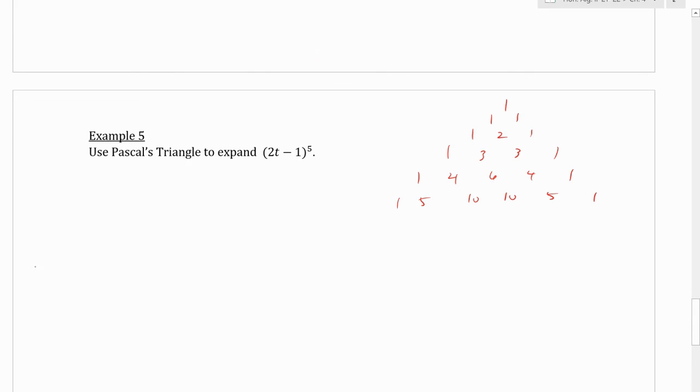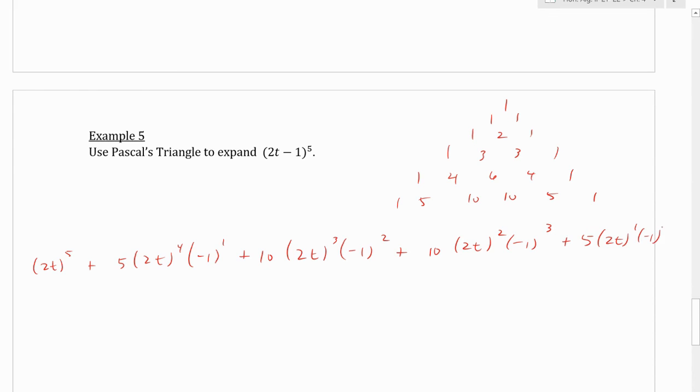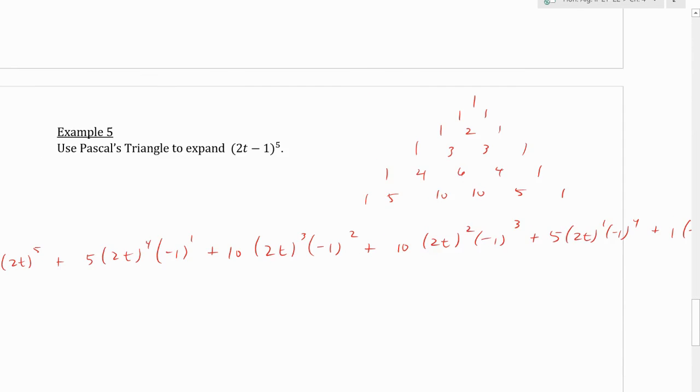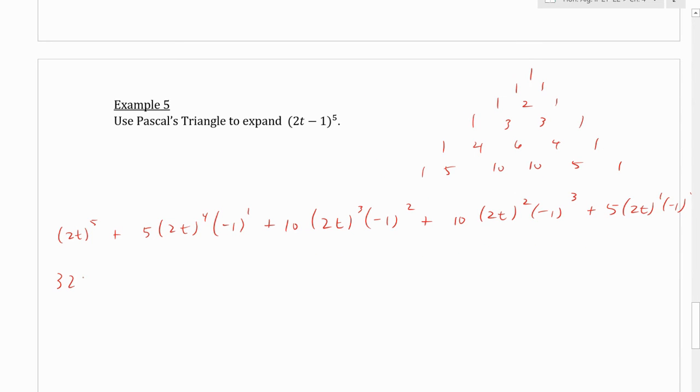Okay, so I'm going to have 1 of the 2t to the 5th plus 5 of a 2t to the 4th times a negative 1 to the 1st, plus 10 2t cubed times a negative 1 squared, plus 10 2t squared times a negative 1 cubed, plus 5 times a 2t to the 1st times a negative 1 to the 4th, plus 1 of the negative 1 to the 5th. Okay, that's 32t to the 5th.